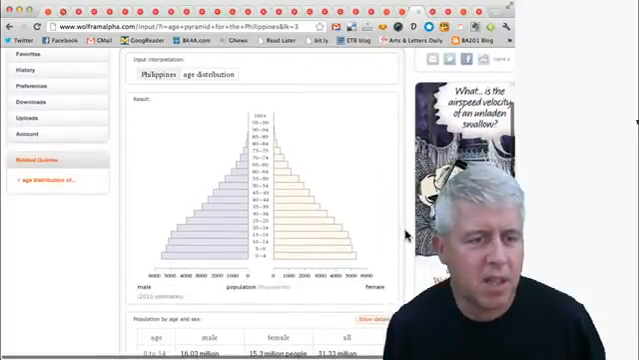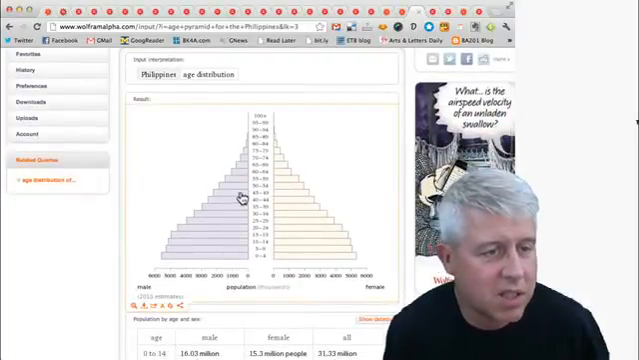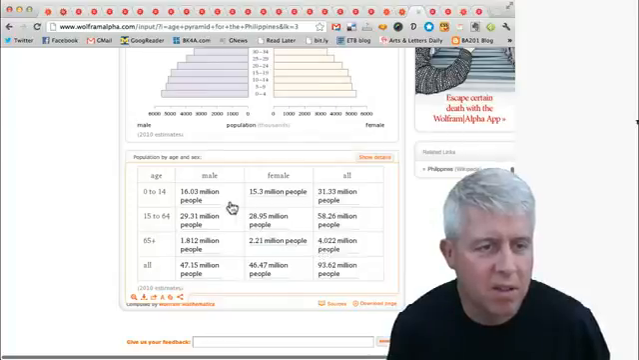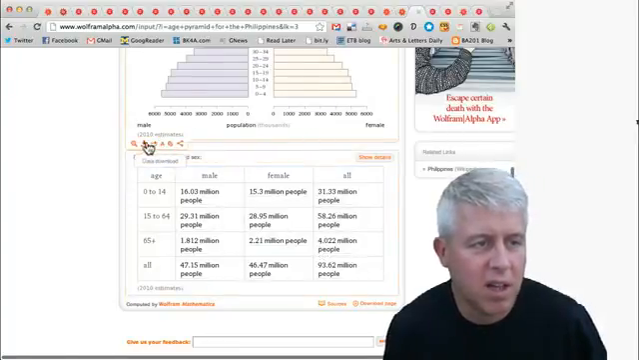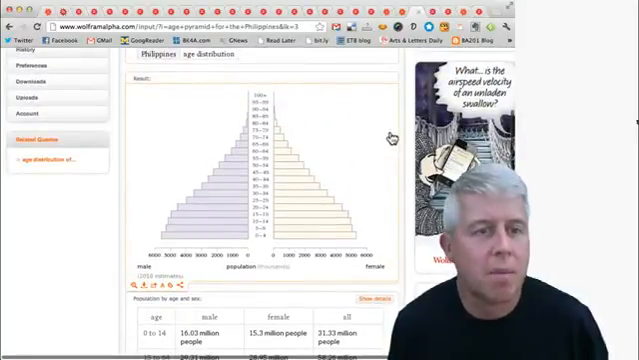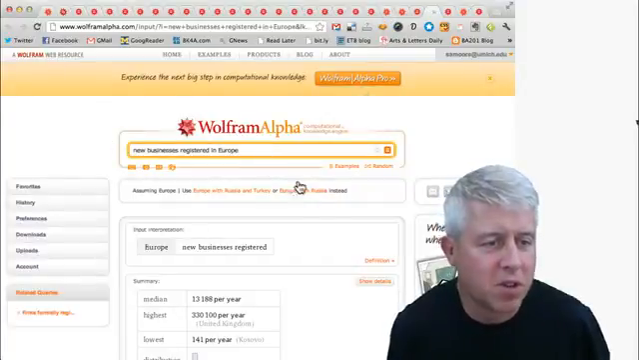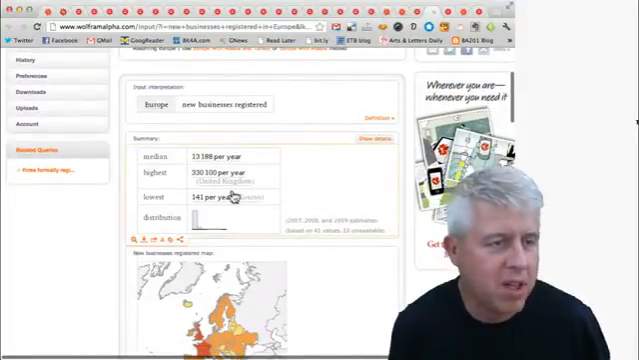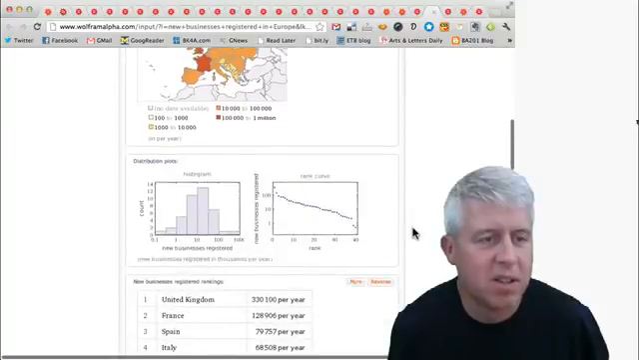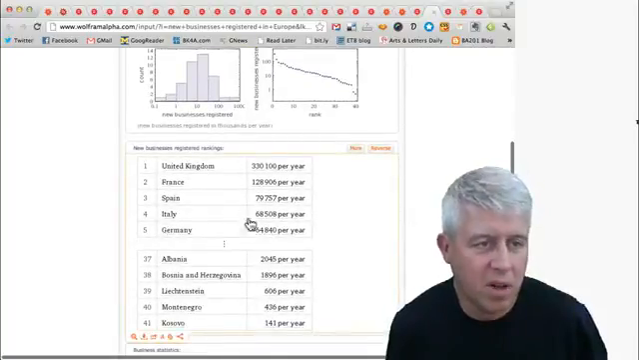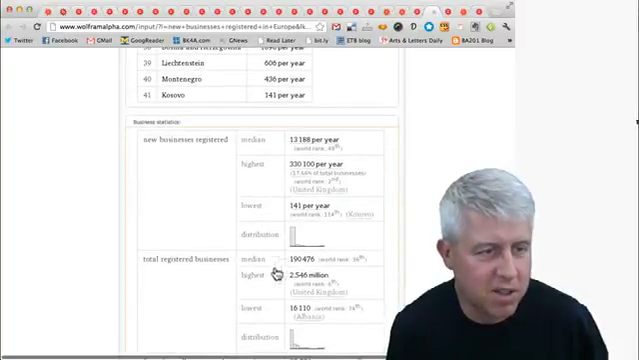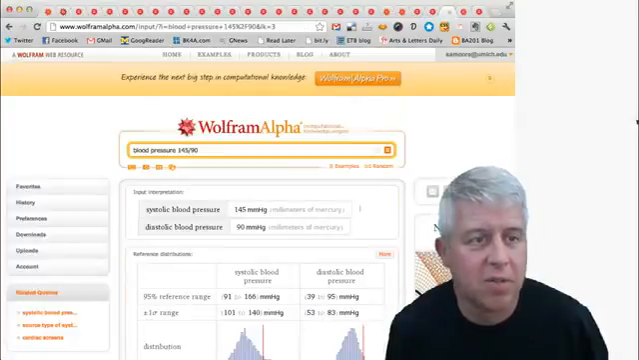Age pyramid for the Philippines. Well, now you know that this is the ratio, this is sort of the percent. And you say, gosh, what is that? Well, then they have all these values down here, and you can download the data here, and this is a nice graph for it. Awesome. New businesses registered in Europe. Well, this median per year, highest and lowest, where they're mostly founded, when they're founded, again, where by country, median, highest, lowest, distribution, just every kind of stat you'd want to see.